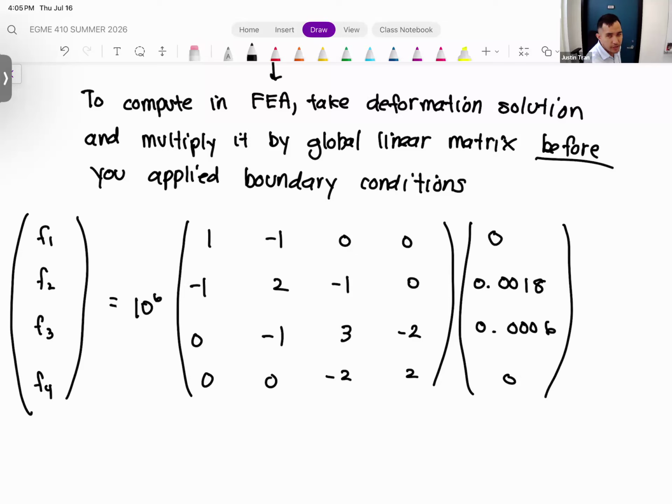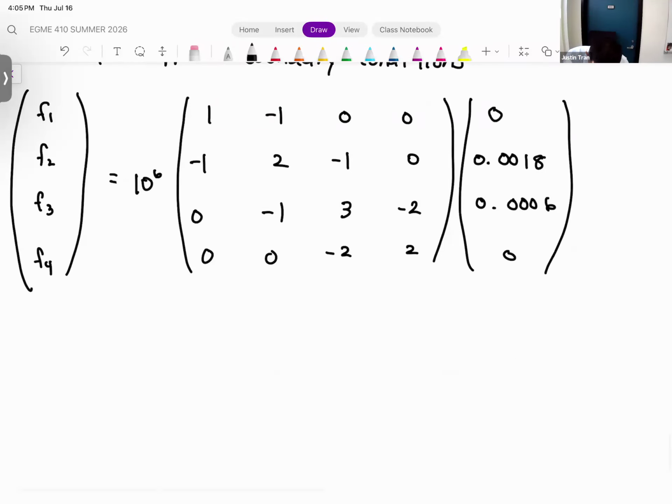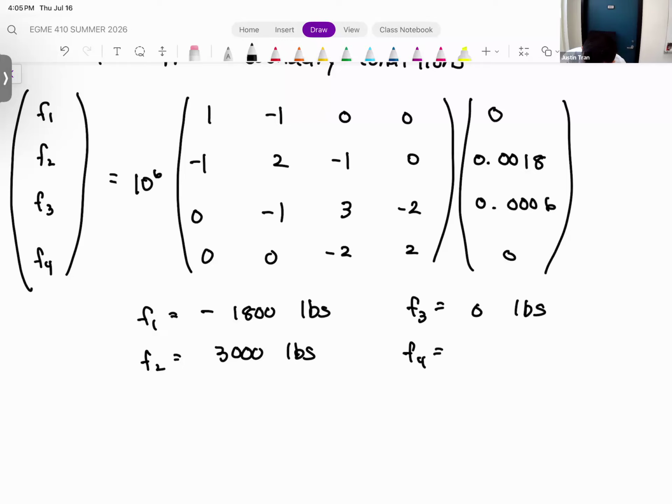I think this is a little bit more reasonable than solving a linear system, but if this is asked of you in a homework, just use MATLAB for it. It's going to save you a lot of time. We do that for this problem, and what we get is F1 equal to minus 1,800 pounds, F2 equal to 3,000 pounds, F3 is 0 pounds, and F4 is minus 1,200.